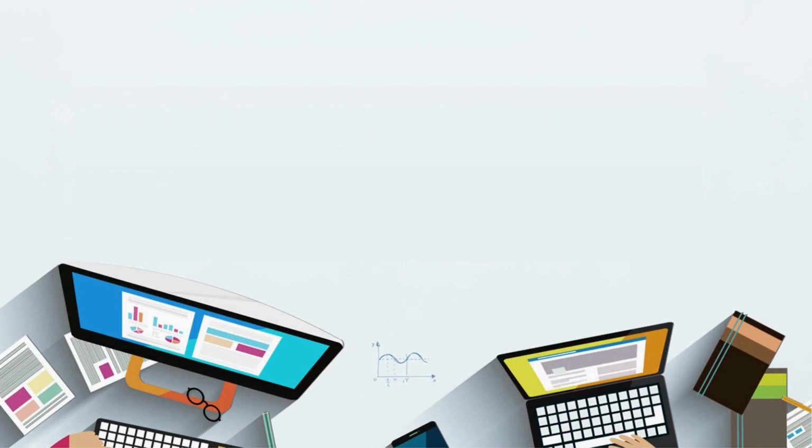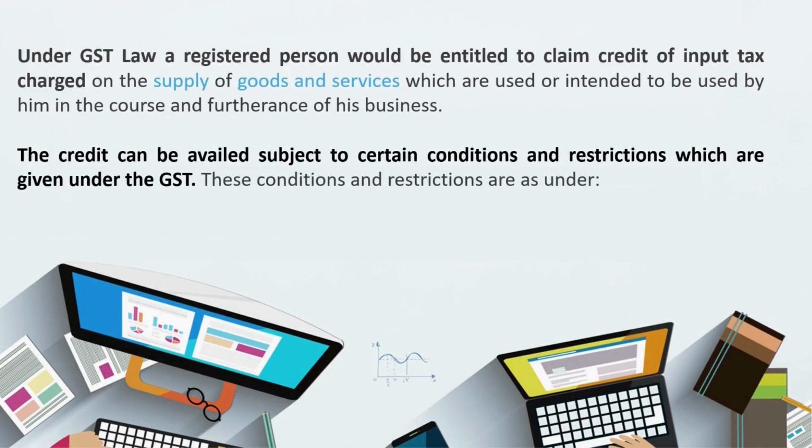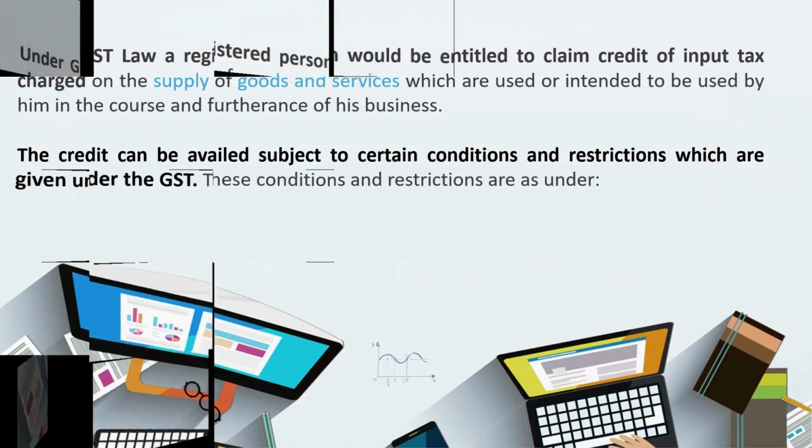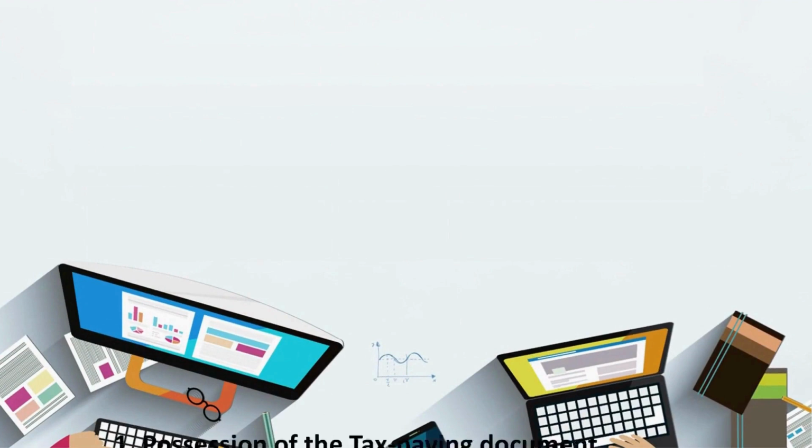Conditions and restrictions relating to GST Input Tax Credit. The GST law provides that a registered person would be entitled to claim credit of input tax charged on the supply of goods and services which are used or intended to be used by him in the course and furtherance of his business. The credit can be availed subject to certain conditions and restrictions which are given under the GST. These conditions and restrictions are as under.